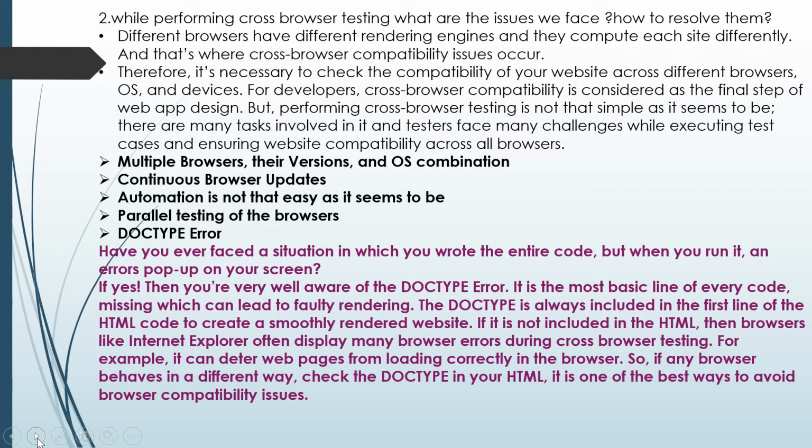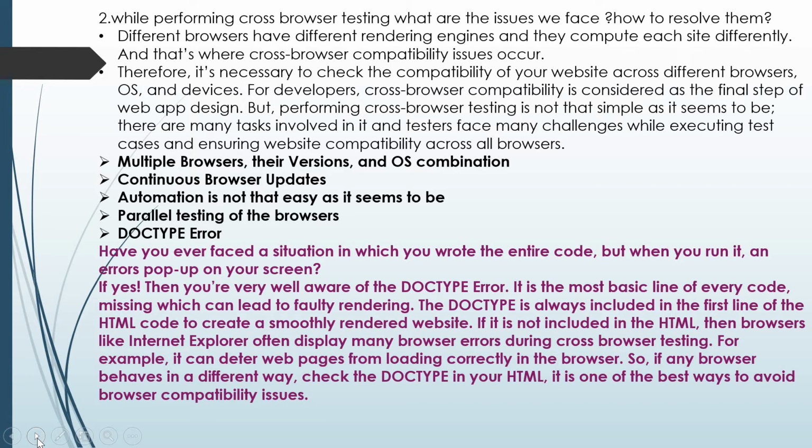And the doc type error. Sometimes in the body of the HTML code we miss the doc type. If that error comes up, you have to go and check the HTML and CSS code and fix it. Have you ever faced a situation where you write the entire code, but when you run it, an error pops up on your screen? If yes, then you are well aware of the doc type error. It is the most basic line of every code, and its absence leads to faults.